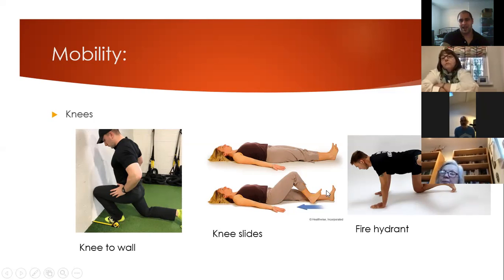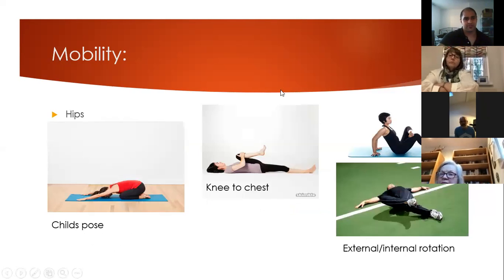So lying on your back and just trying to pull your heel in towards your bum. And anyone else who gets that sort of tightness in their knee, that might be a good exercise to do. And the fire hydrant, we do a lot of these. These are great for improving the hip rotation.